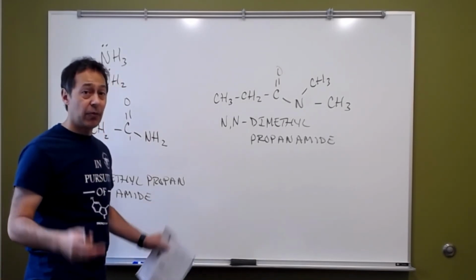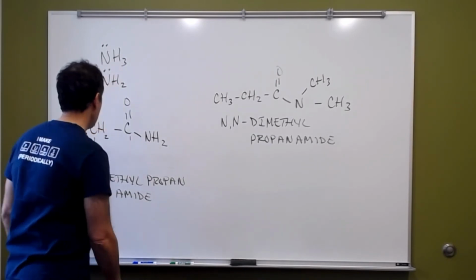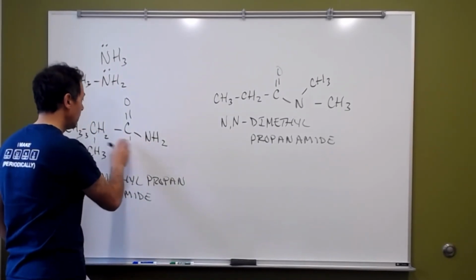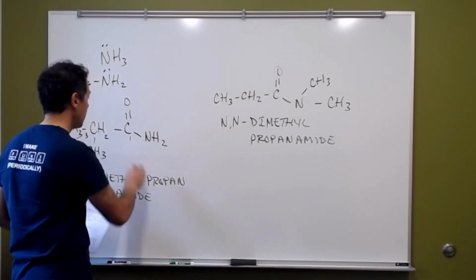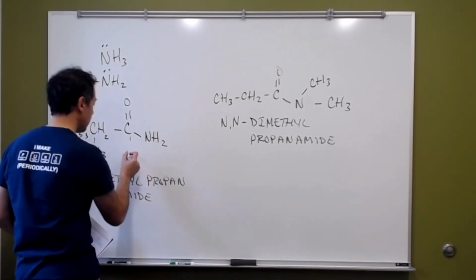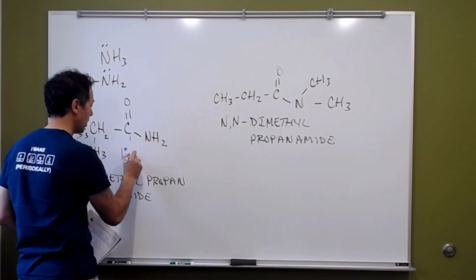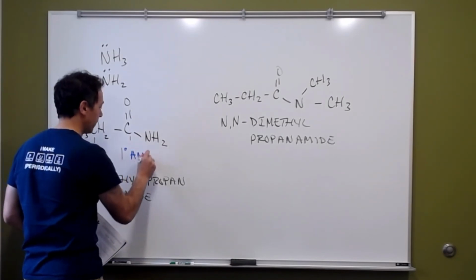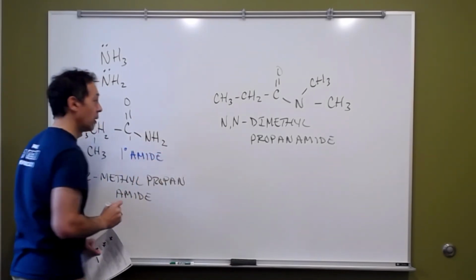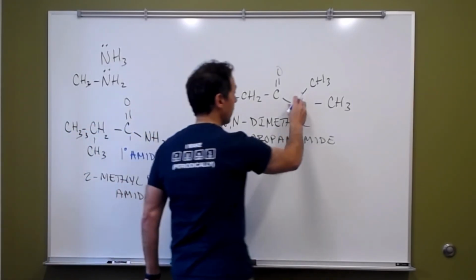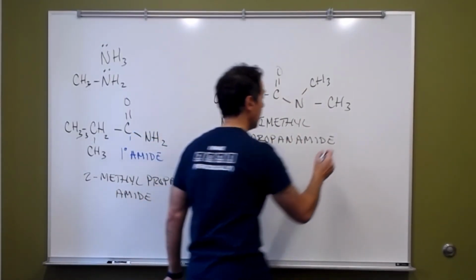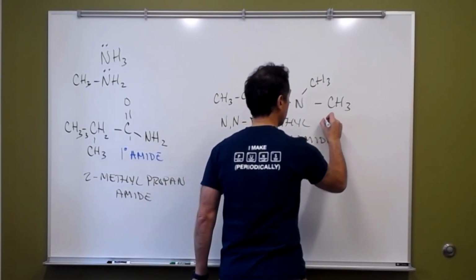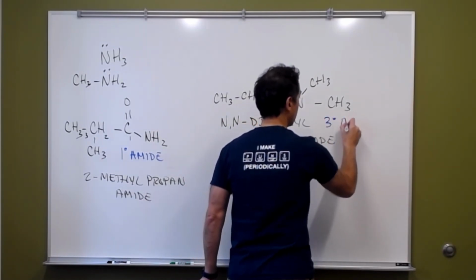All right, now one last thing is we have primary, secondary, and tertiary amines. We have the same thing with amides. Here is an amide with only one carbon group coming off of it. So this one would be a primary amide. This one here, we have three things coming off of that nitrogen. So this would be a tertiary amide.